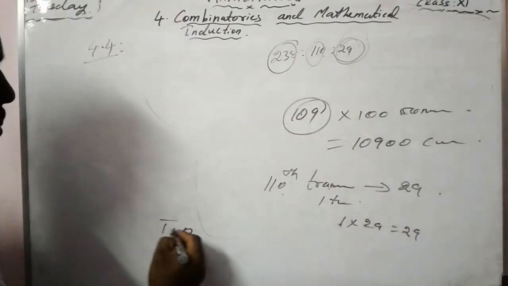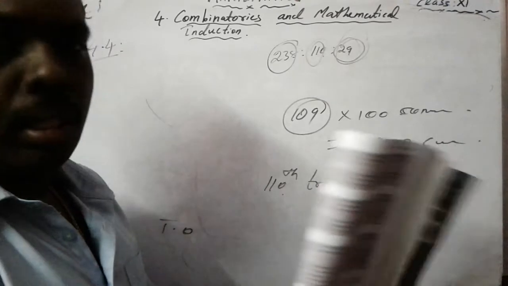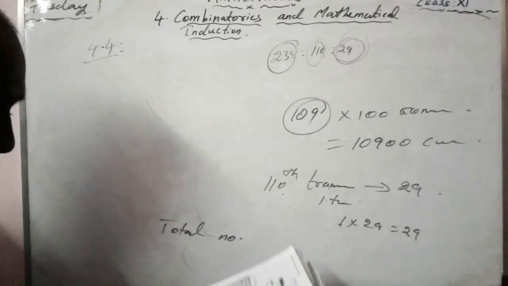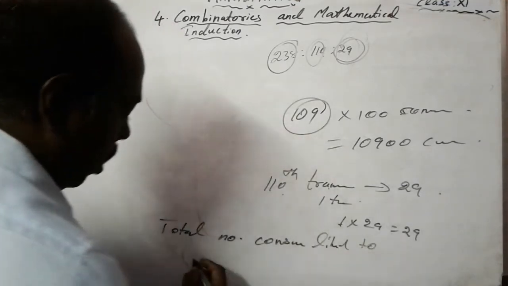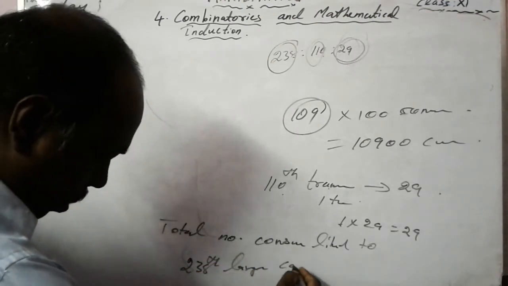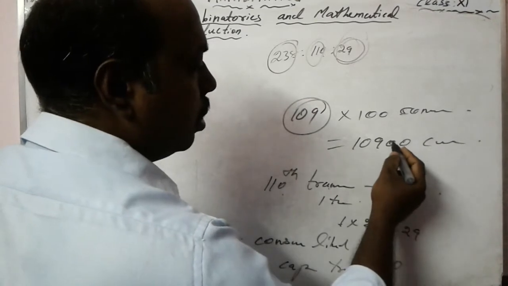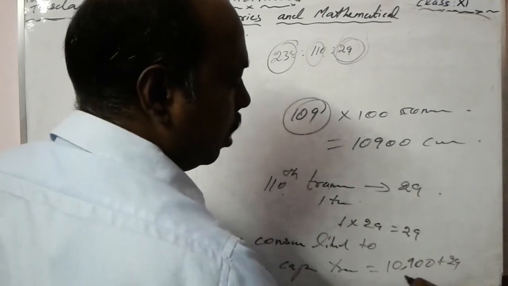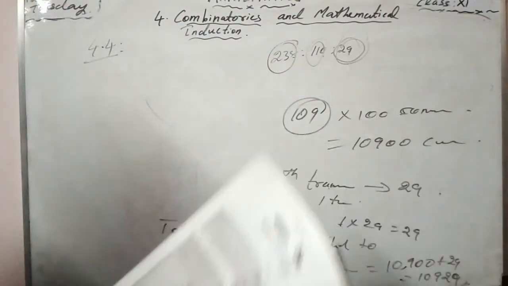Therefore the total, what they asked, total number of consumers linked to 238, the larger capacity transformer, equal to, we have to add 10,900 plus 29. That is equal to 10,929 consumers.